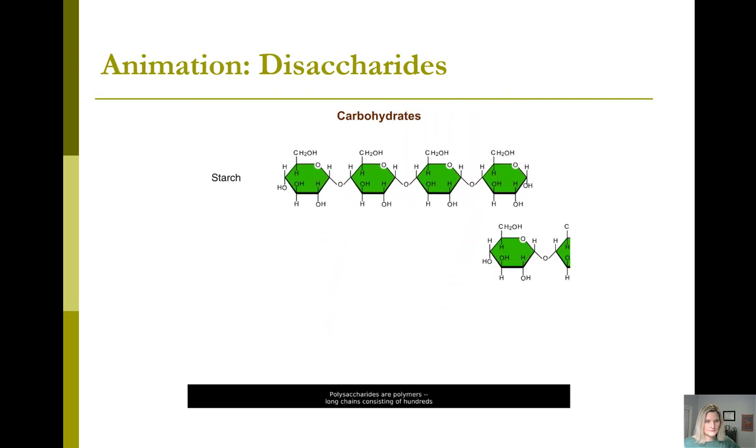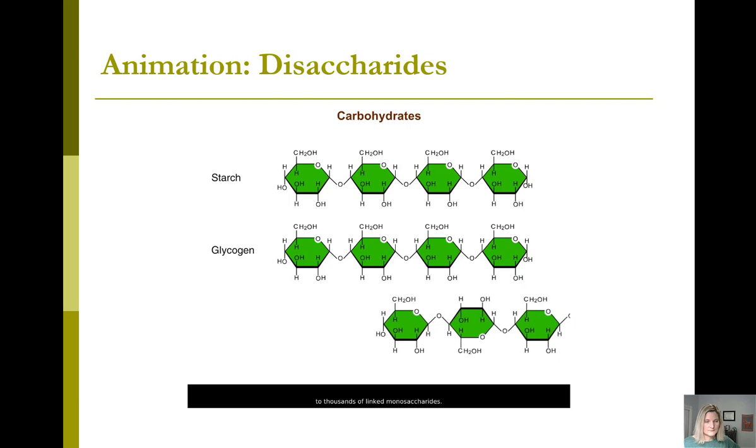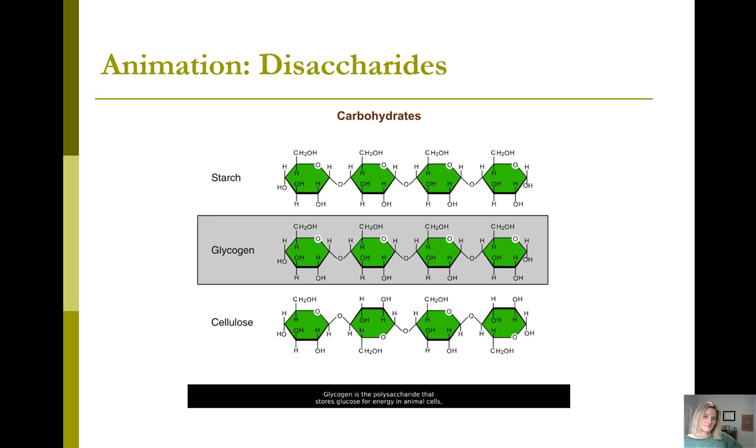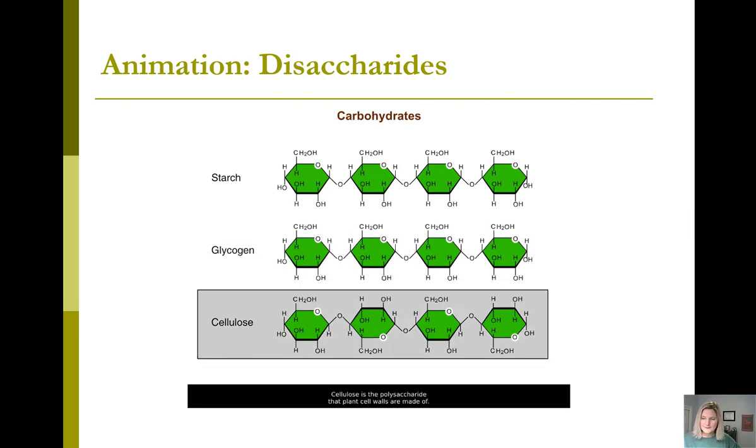Polysaccharides are polymers, long chains consisting of hundreds to thousands of linked monosaccharides. Starch represents a compact stockpile of glucose units linked together in a chain that can be stored by a plant for later use. Glycogen is the polysaccharide that stores glucose for energy in animal cells, especially those in the liver and muscle. Glycogen is the animal equivalent of plant starch, but its molecules are more branched than starch. Cellulose is the polysaccharide that plant cell walls are made of. It's the most abundant organic compound on Earth. Like starch, cellulose is made of glucose, but the chains are made from a different glucose isomer, so they have different properties.